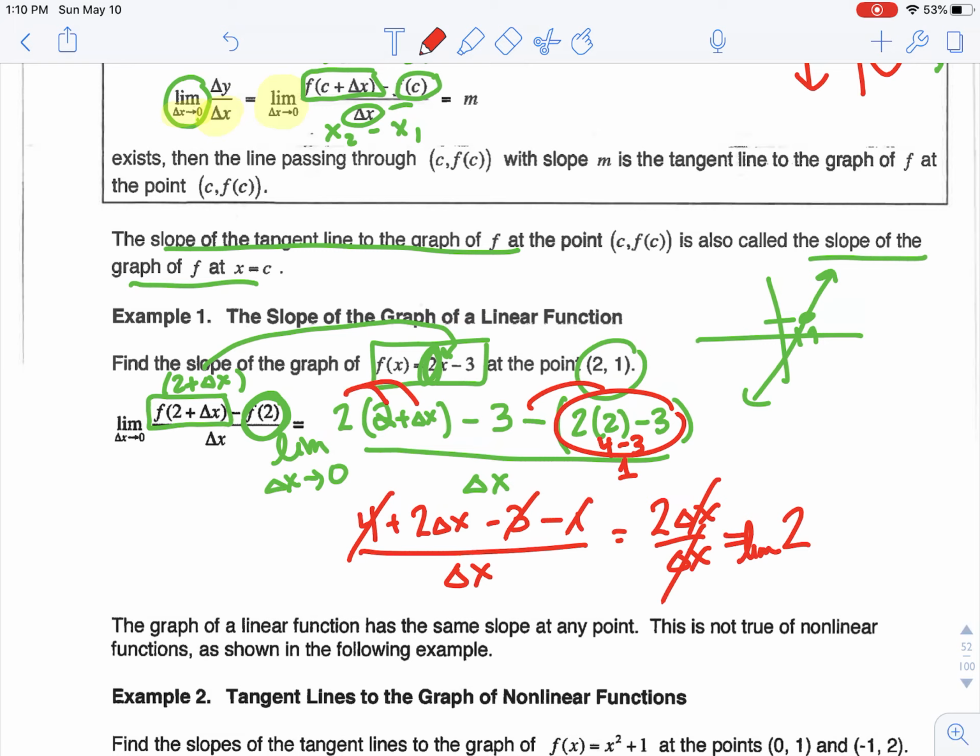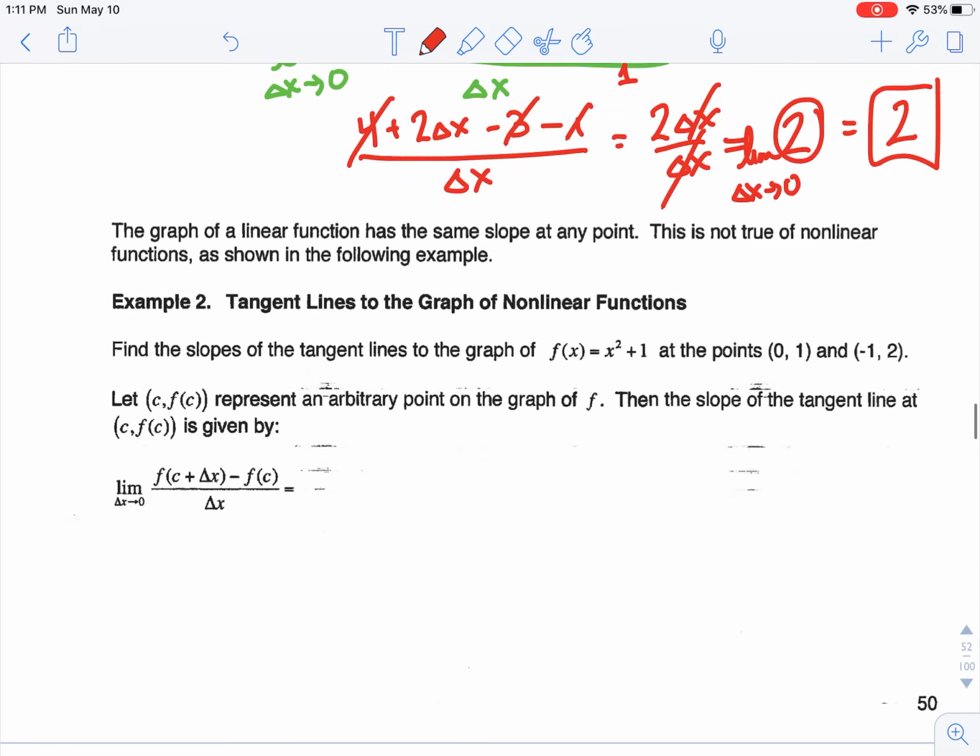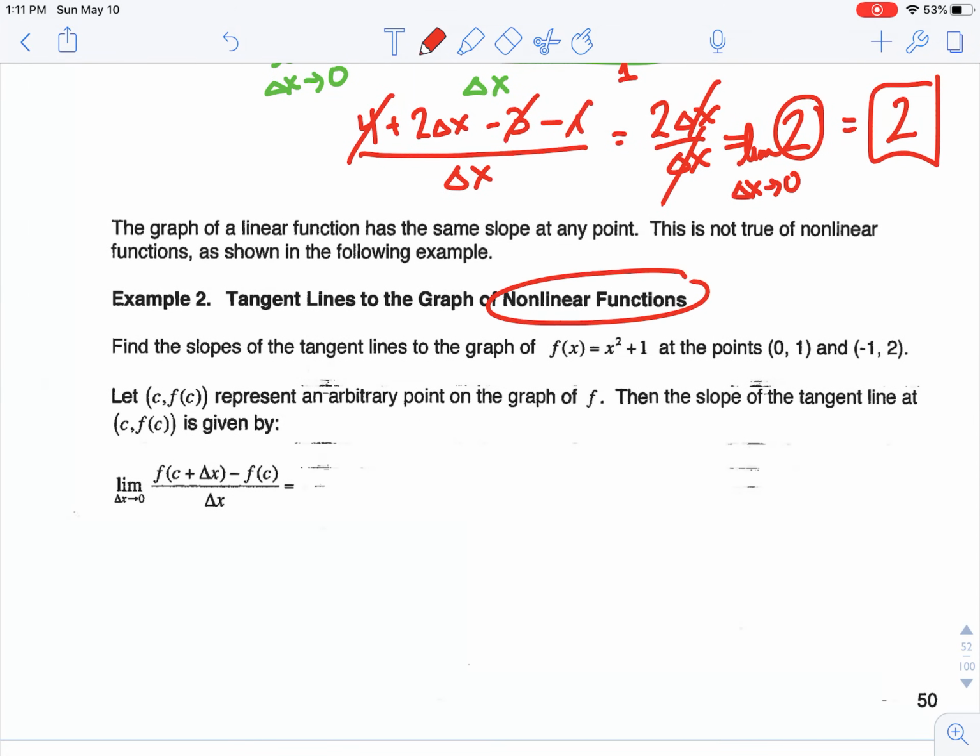So what's the limit? Don't forget there was this limit in front. As delta x approaches 0 of a constant 2, well, it's just 2, which we knew it was going to be because that was the original slope, right? So it does work. Obviously, you wouldn't use this for a linear graph, but you would definitely use it for one like example 2 that's not linear.